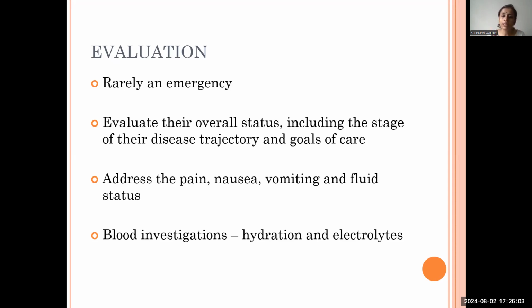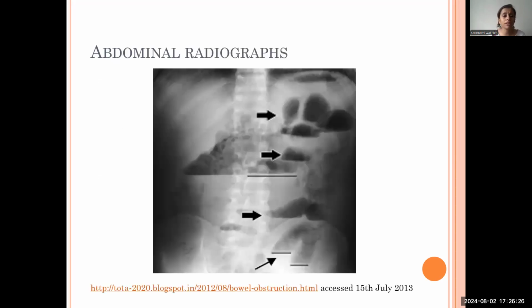And the important thing, the focus is not to remove the obstruction surgically. The focus is to reduce the pain, nausea, vomiting, and fluid status. It is not about removing the tumor mass so that your block is removed. No. Our aim should be to address the symptoms. Very rarely we go for investigations, but mostly electrolytes and hydration, but that is very, very rare.